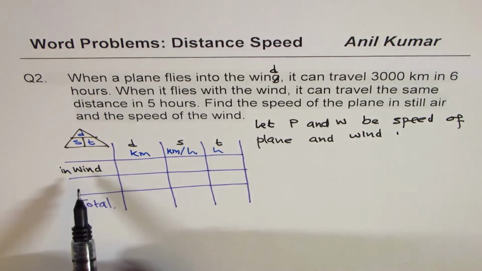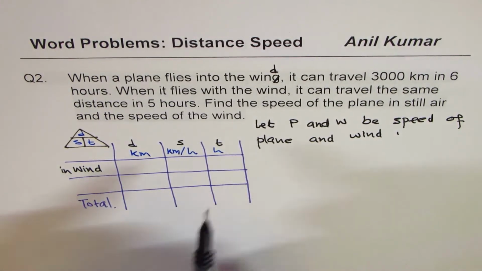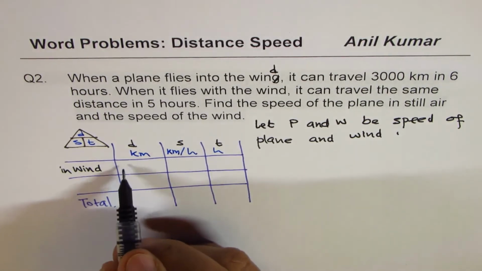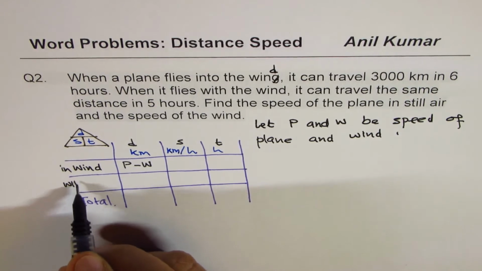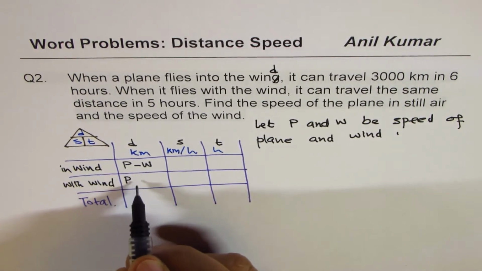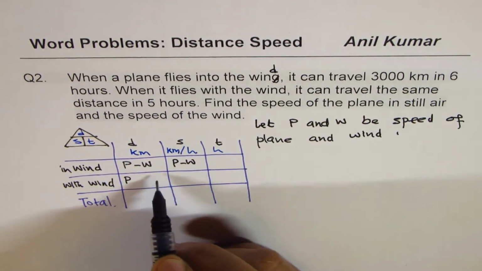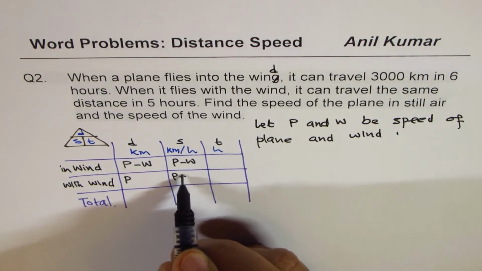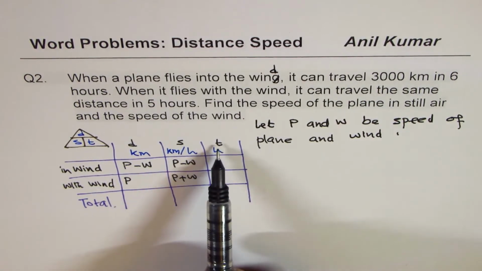Okay. So when we go into the wind, that means the wind is coming against. It is slower, so it is P minus W. With the wind, that means the wind is helping. So both, I'm sorry, I should have written speed, right? Both are helping, so it is P plus W. This is incorrect. Okay. Now let's talk about time.